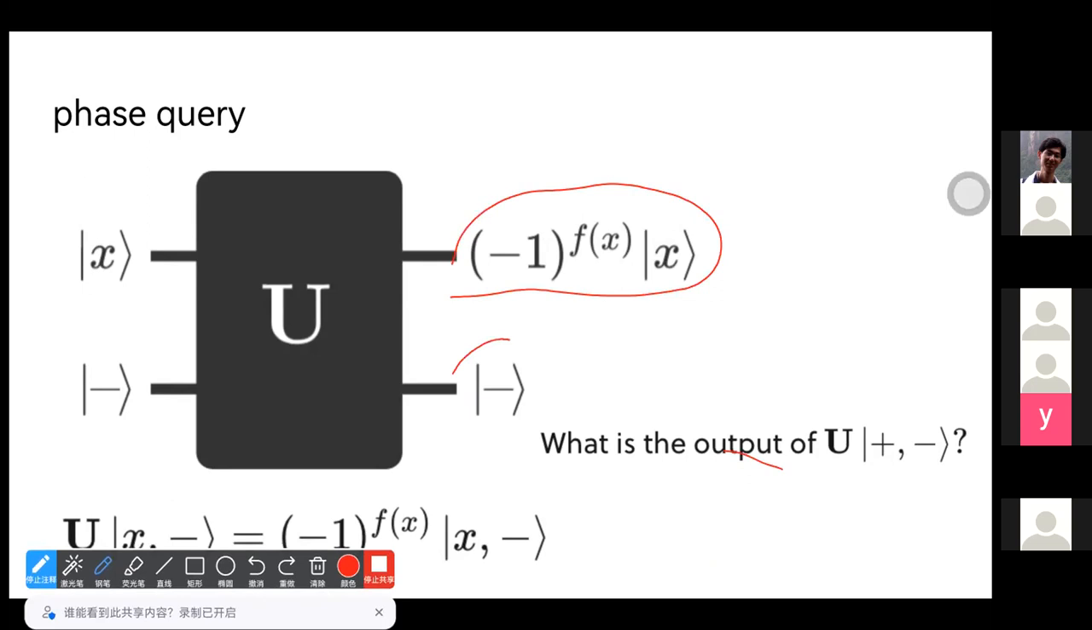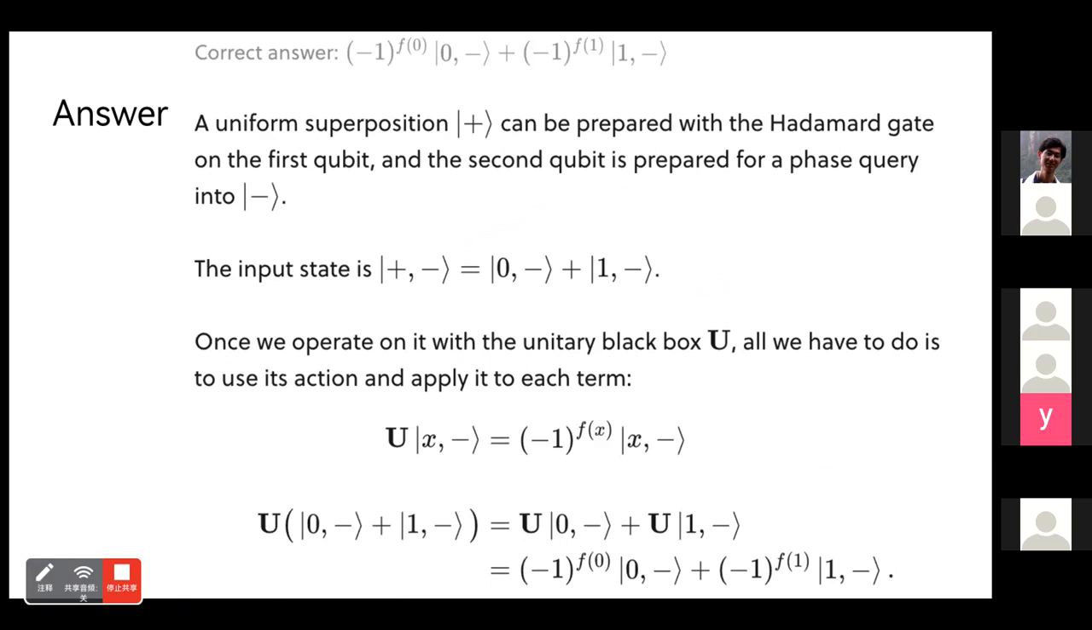So for example, if we input this x plus and minus, and you just put it in, you will get the answer. Maybe I can just show it in the second page.